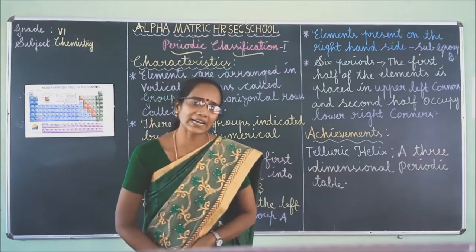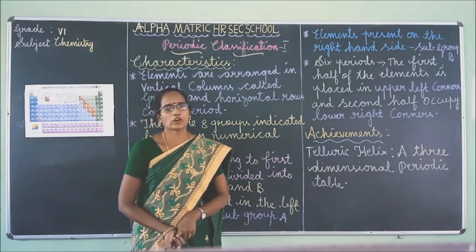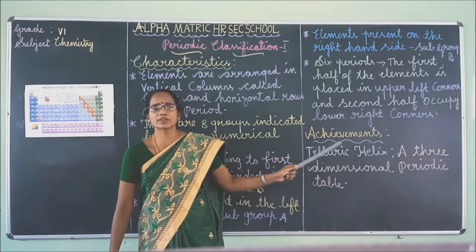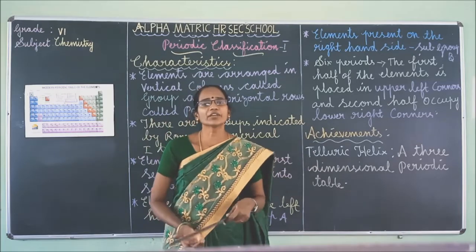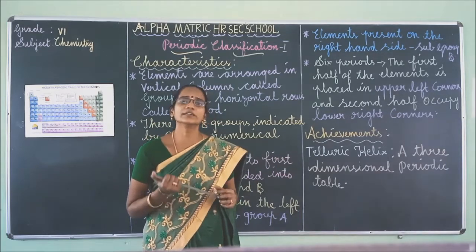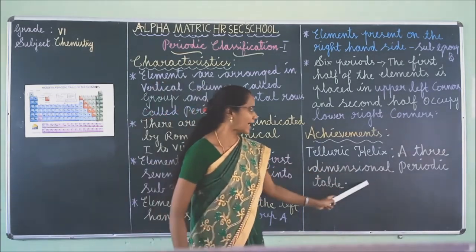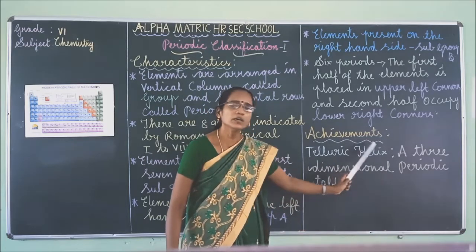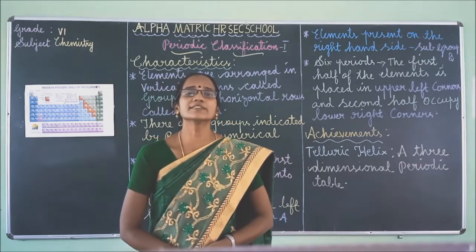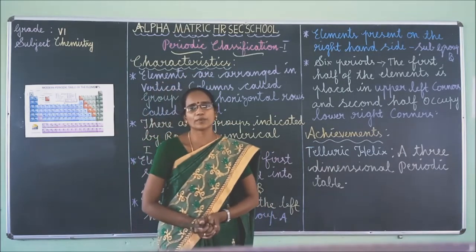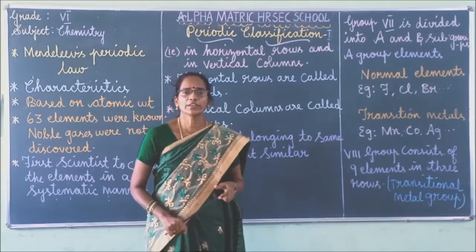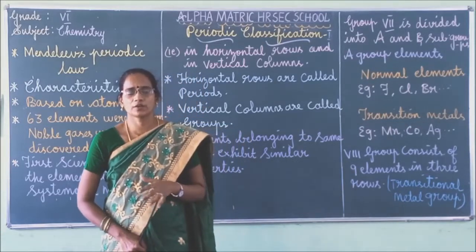Next, we can see the achievements of Mendeleev's periodic table. One of the achievements is the telluric helix. The telluric helix was nothing but the first graphical representation of the system of periodic elements. A 3-dimensional periodic table is called the telluric helix. This is one of the achievements of Mendeleev's periodic table. Right, children? Good.